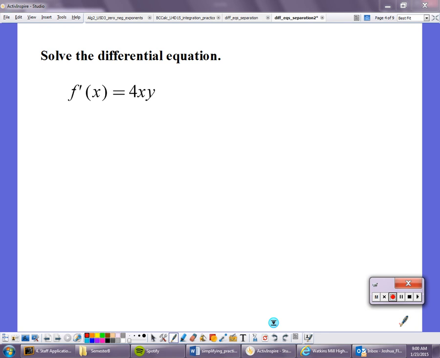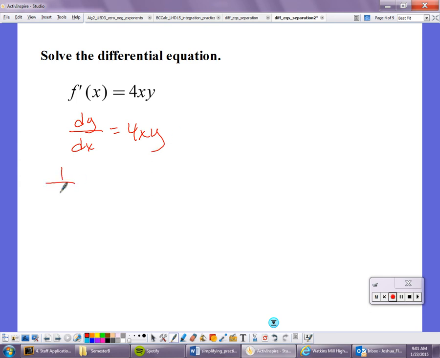All right, I'm going to go through another separable differential equation and solve this by separation. It's going to introduce a couple of new things as well as just being another good example. So, just like we did last time, we'll change this from f prime of x to dy dx equals 4xy. We'll use the Leibniz notation. And then we'll separate this. We'll get rid of the y over here, and we'll get rid of the dx over here.